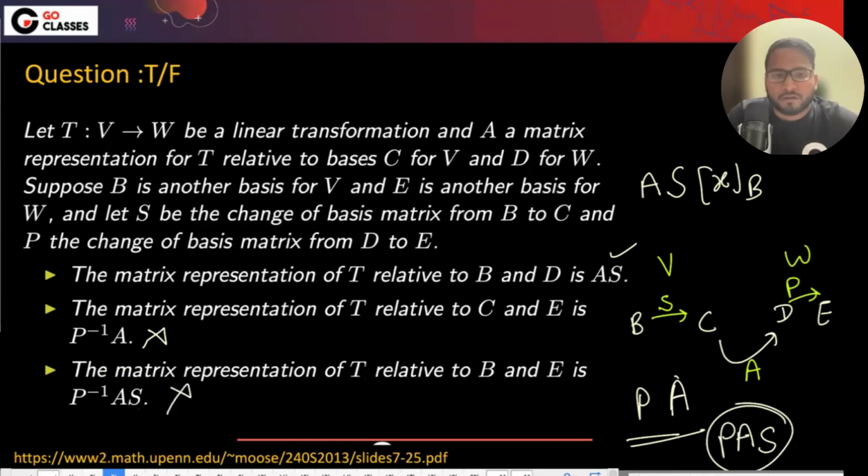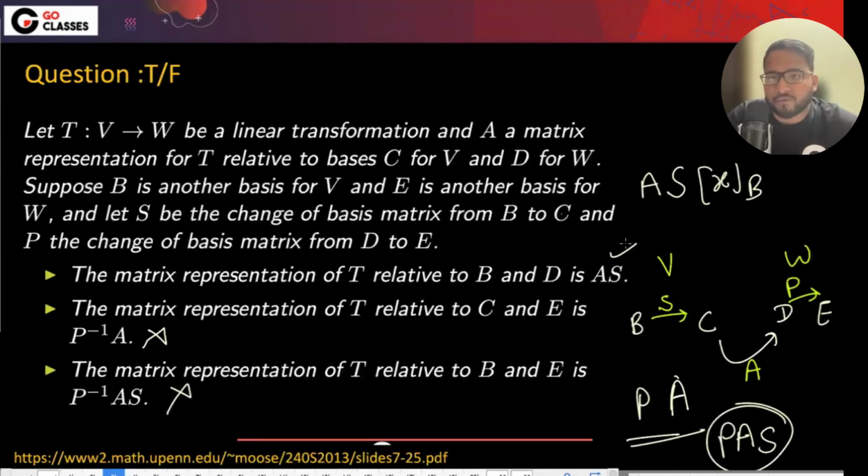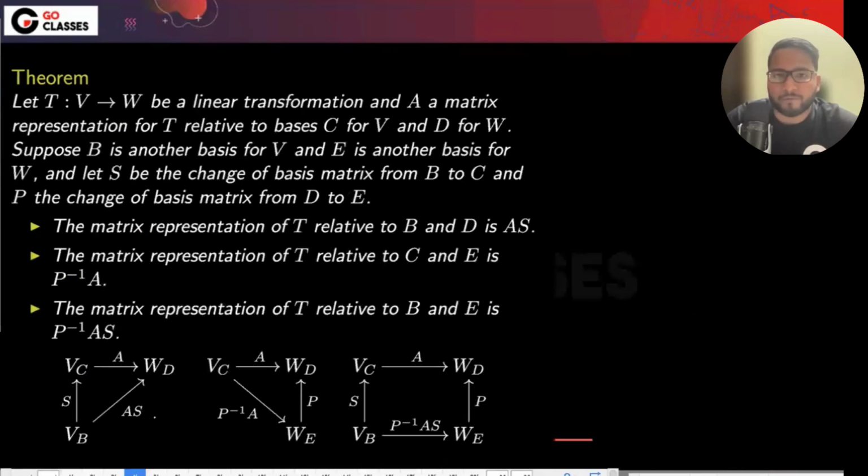So actually, that was a misprinting. This P is a matrix which I was saying is from D to E, but that was actually a misprinting. This P is actually a matrix from E to D. Right. If P is a matrix from E to D, suppose. Okay, let's just do one thing. Let's just say this is E to D.